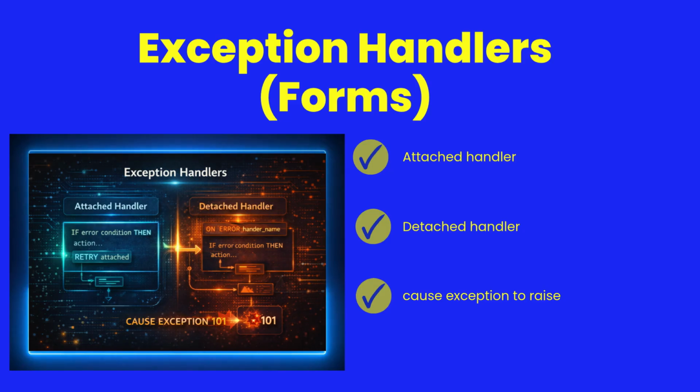There are two types of exception handlers. Attached handlers wrap a block of code directly. Detached handlers define a named handler that is called when an exception occurs. To deliberately trigger an exception, you use cause exception with a numeric type.